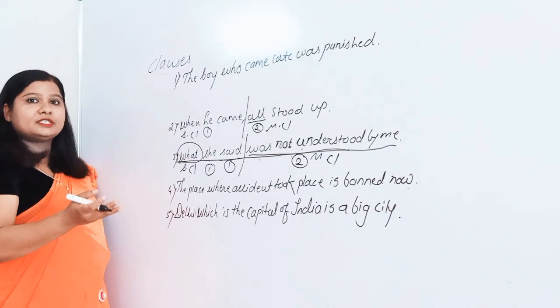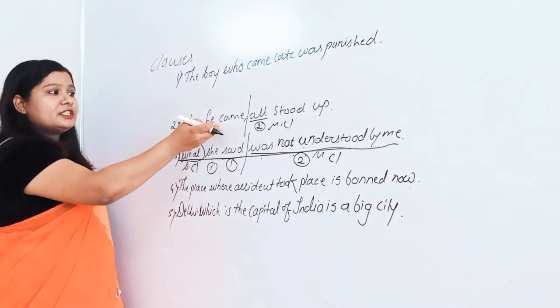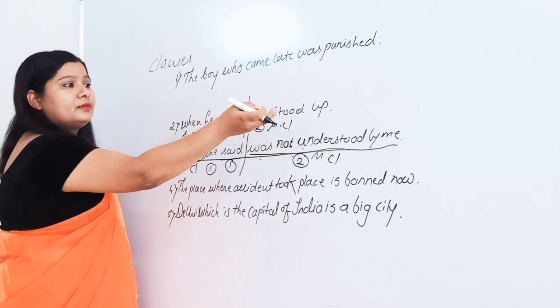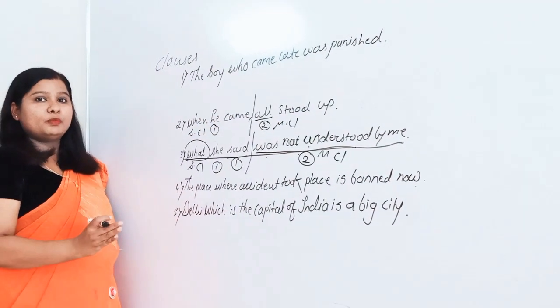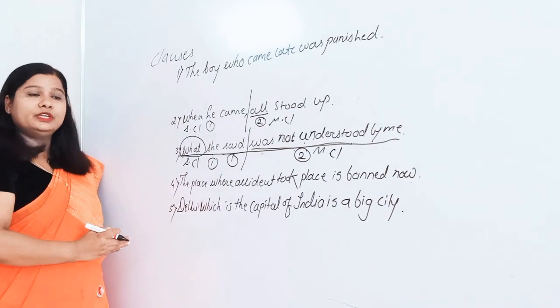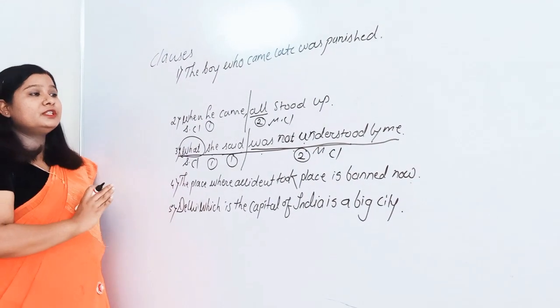Now we will check whether subject and verb came. He is the subject, came is the verb, all is the subject, and stood up is the verb phrase. It means our separation is right. Now see the sentence.